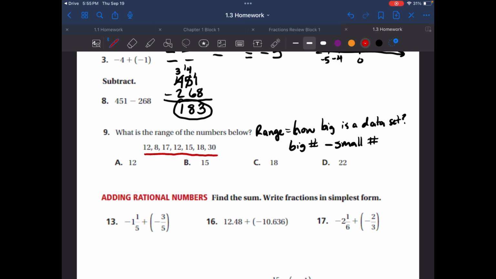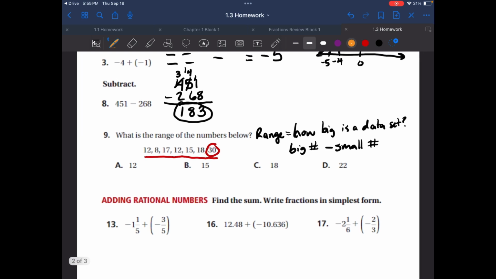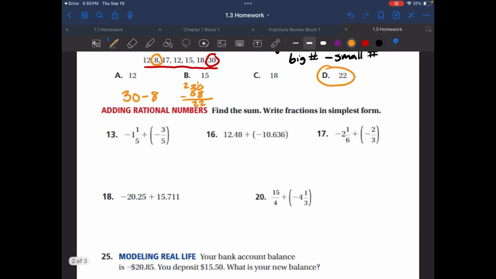So there's our data set. I'm going to look for my biggest number. That would be 30. My smallest number, the only one that is a single digit, is 8. Last step, take my big number minus my small number. 30 minus 8. Again, if you need to do this quick, borrow from the neighbor. 10 minus 8 is 2. 2 minus 0 is 2. I get an answer of D, 22. That is the range of my data set.